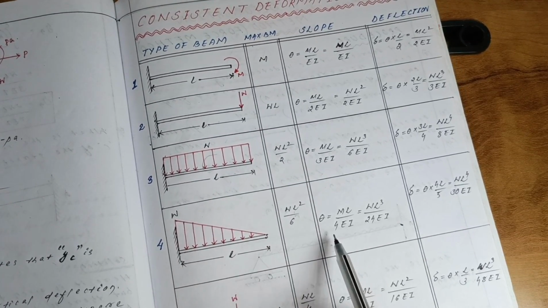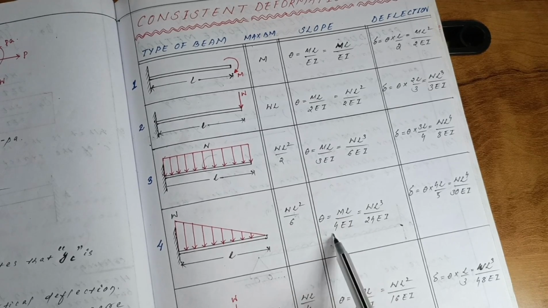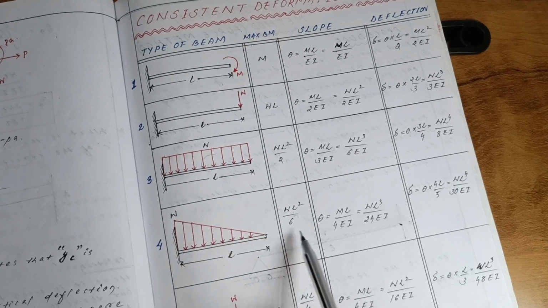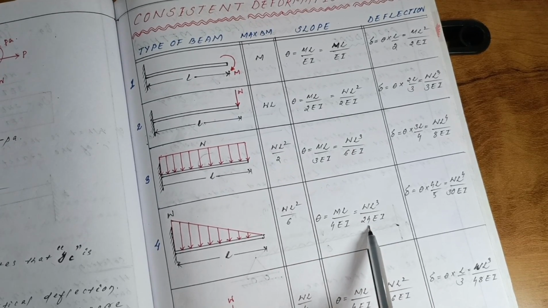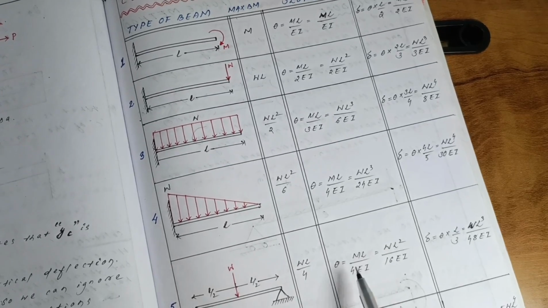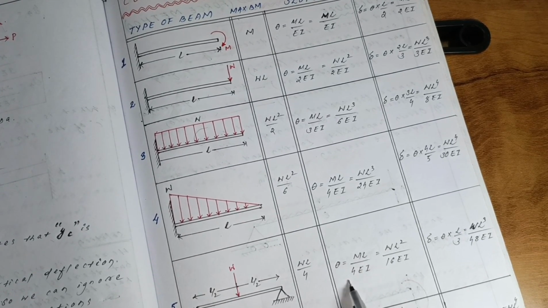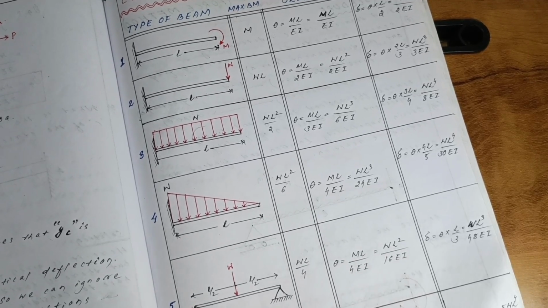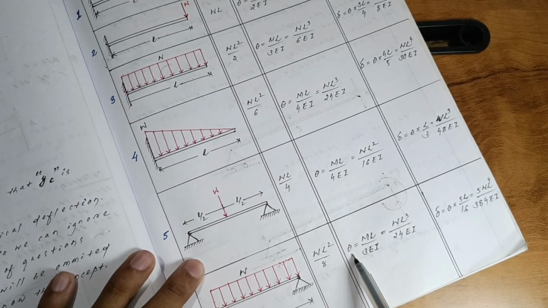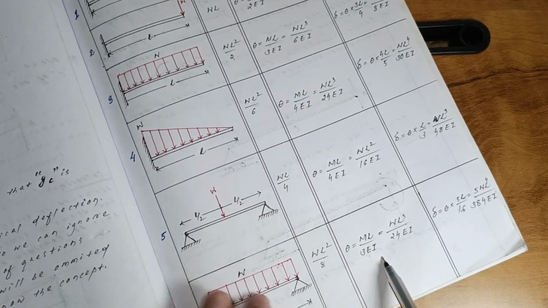In the fourth situation, theta equals ML by 4EI. We will put M equal to WL square divided by 6. Then we will get theta equal to WL cube divided by 24EI. In the fifth situation, theta equals ML by 4EI. We will put M equal to WL by 4. Then we will get theta equal to WL square divided by 16EI. In the sixth situation, theta equals ML by 3EI.